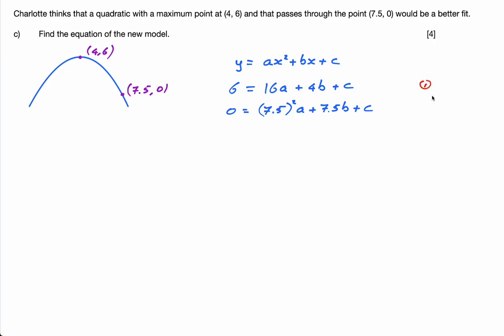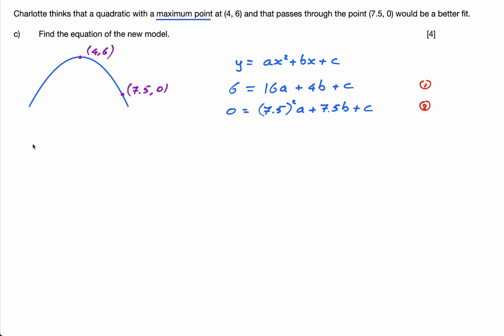So I've got 1 equation, 2 equations, and I need a third equation. Now the trick here is he tells us that it's a maximum. The maximum is at (4, 6). And we know the maximum occurs, well, there's 2 ways to do it. You can either get the derivative of this equation, and then it's where the derivative equals 0, or you can get x equals minus b over 2a, because that is the equation of the line of symmetry. I'll do both ways if you'd like.